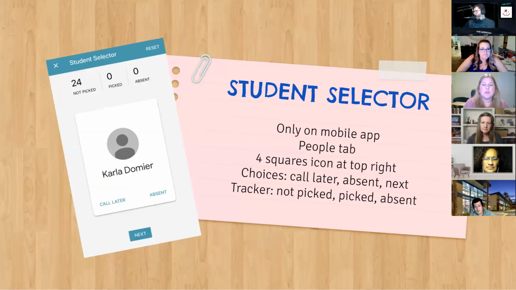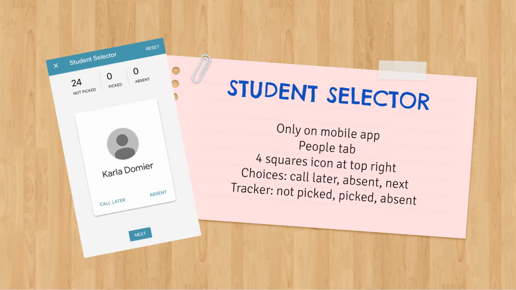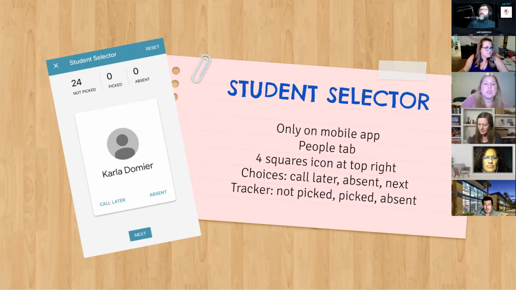Okay. So the student selector: if you are moving to hybrid soon and you're going to be in the classroom, you can use this. If you are online, but you have all sorts of screens in front of you, you can still use your phone to do this from home or from your classroom where you're teaching. The student selector is only available on the mobile app. It's available both on iPhone and Android.